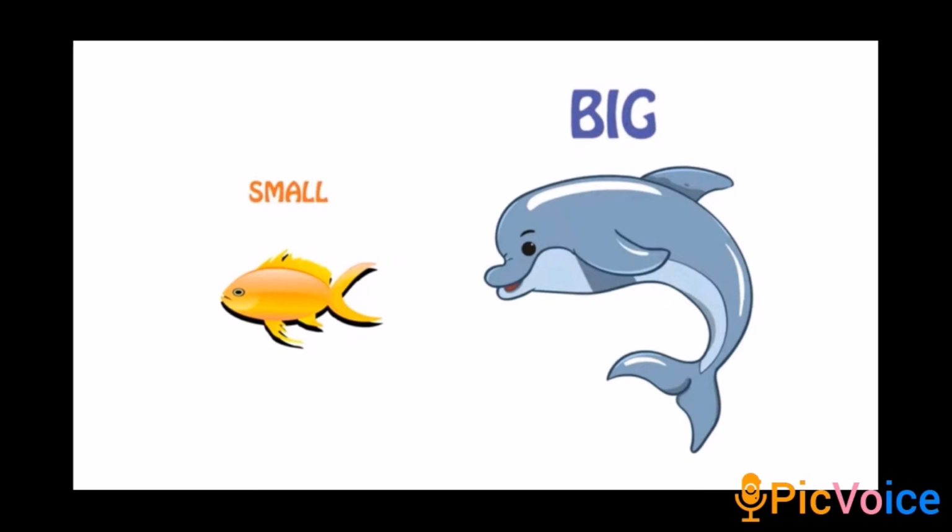Okay, children, see the dolphin which is on the right hand side is big. What is the spelling for big? B-I-G, big. Whatever I am telling again and again is very important, children. You must know the spelling for big as well as small. Okay, children, see B-I-G, big, which is the dolphin, is big, and the small yellow fish which is on the left hand side is small. What is the spelling for small?